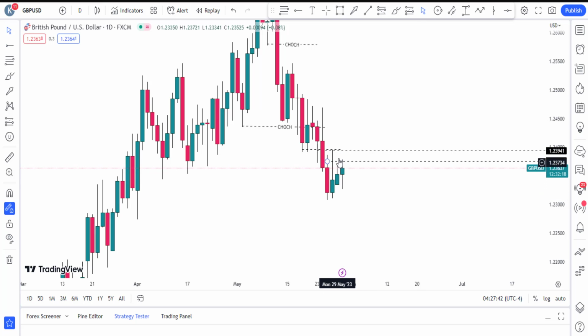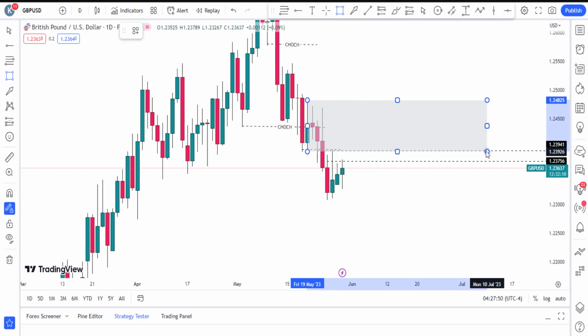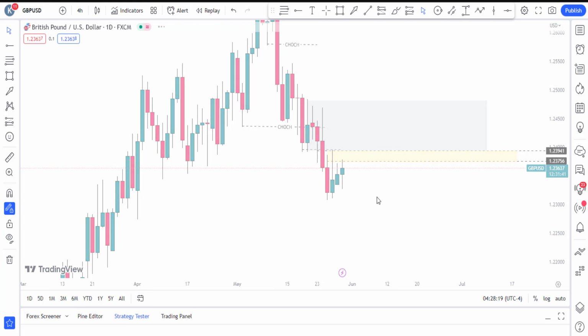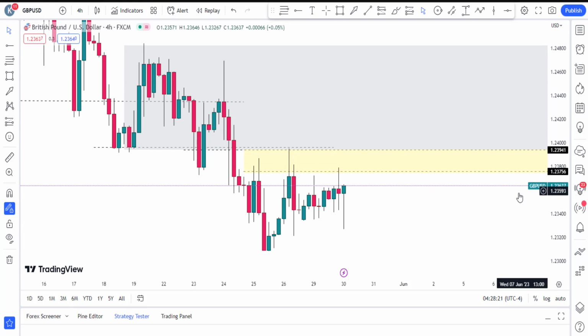So price has traded into this implied fair value gap. What I'm expecting is for price to react because this implied fair value gap is at a discount, or to see price come back to this order block. But what I'm seeing is price reacting from this implied fair value gap, basically just inside here. So this is properly marked out. Price traded into that. Let's go to the 4-hour time frame and see what is happening.